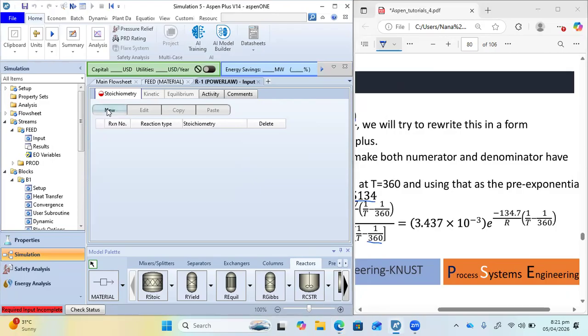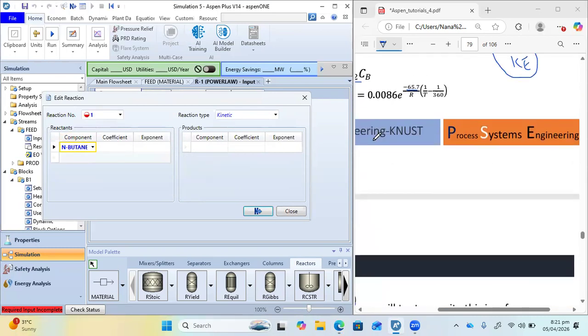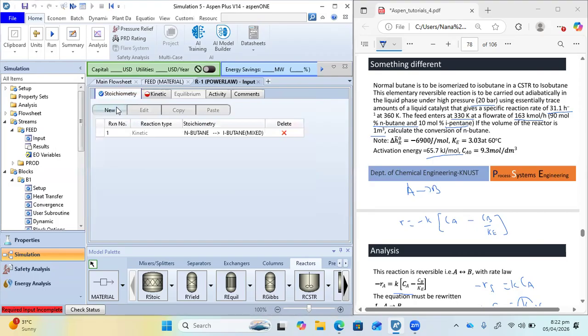So now let's specify all the reactions and then specify their constants. For the forward reaction, we have N-butane. Was it N-butane going to I-butane? Yeah, N-butane going to I-butane. Coefficient is 1, exponent is 1, because Ca is to the power 1. And then the product is I-butane, coefficient is 1, exponent is 0. So that's for the forward reaction, right? You can specify a second reaction separately, but we are doing everything under R1 and it's fine. Aspen will be able to handle it.